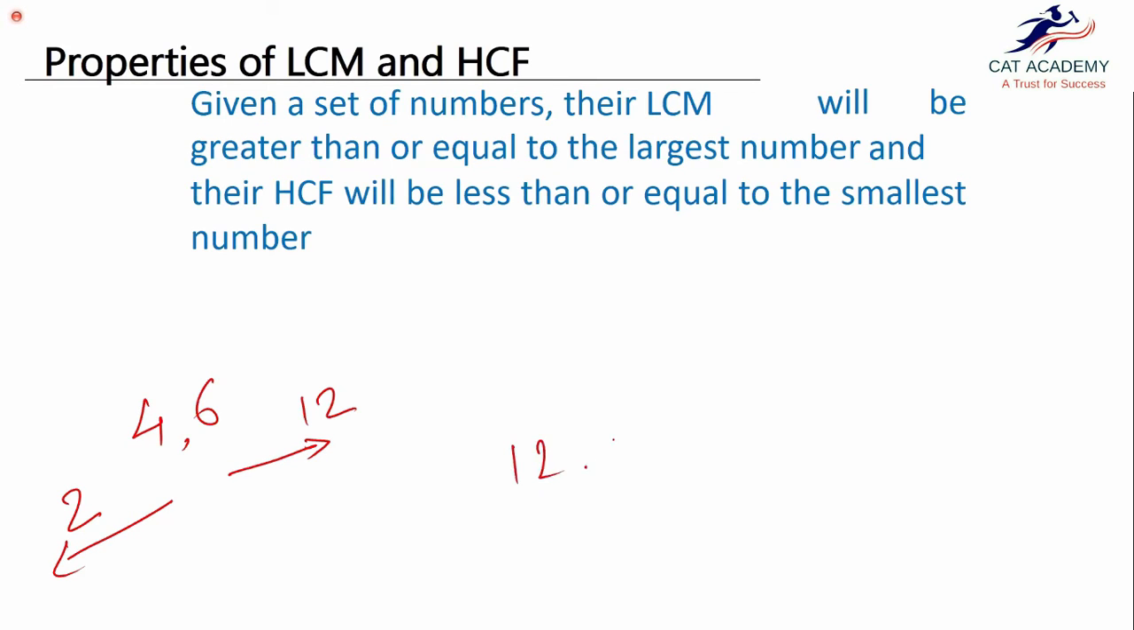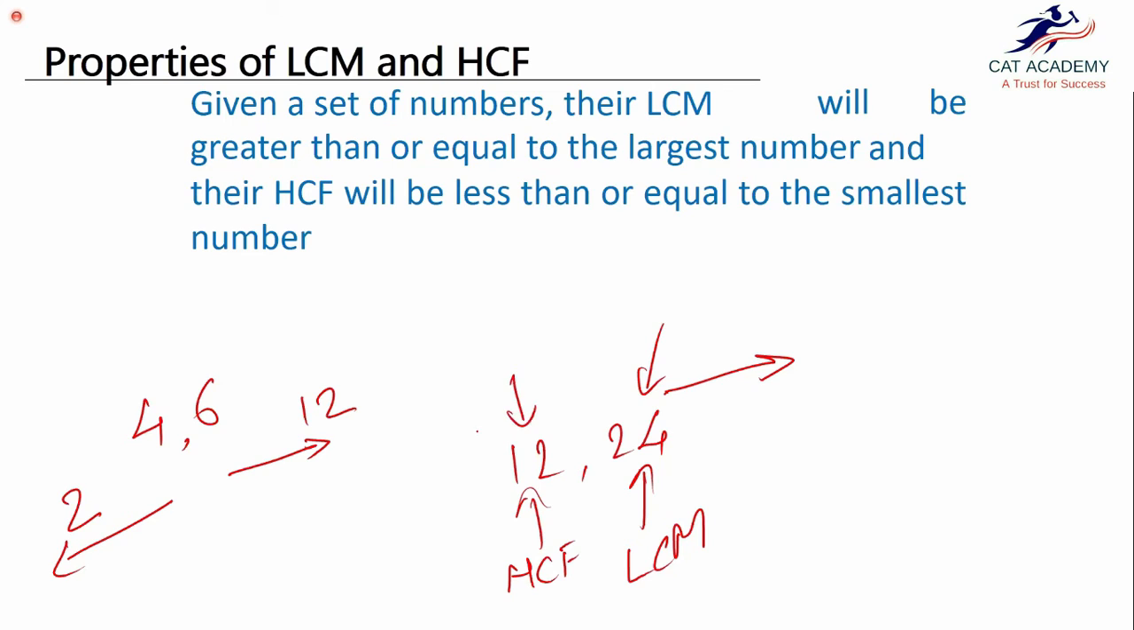Say I say 12 and 24 are my numbers. Then 24 itself will be the LCM and 12 itself will be the HCF. But in either case, my HCF can never be greater than the small number and LCM can never be less than the greater number. So my LCM would be either here or on this side. Similarly, HCF would be either here or on this side. Clear now?